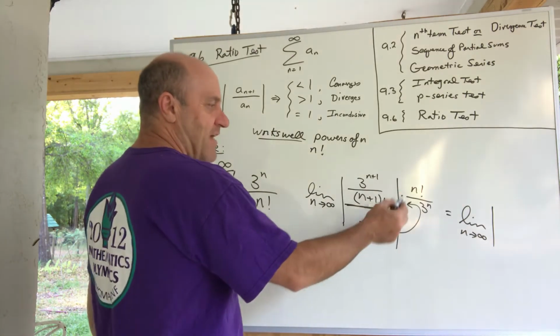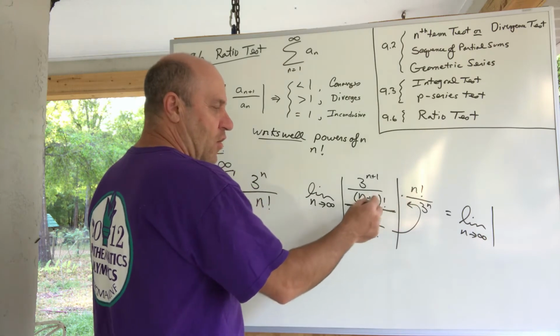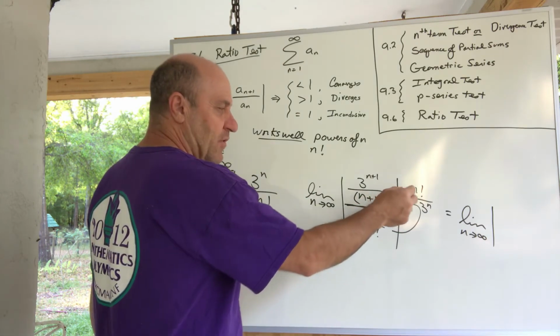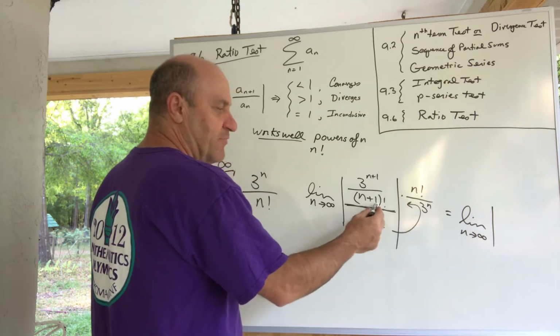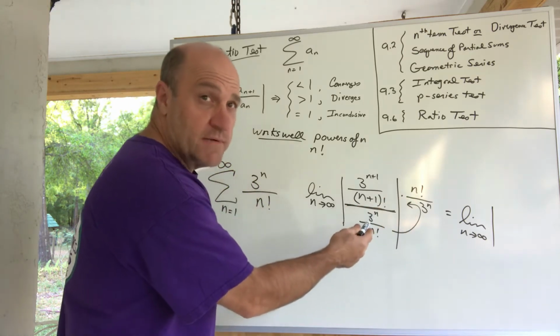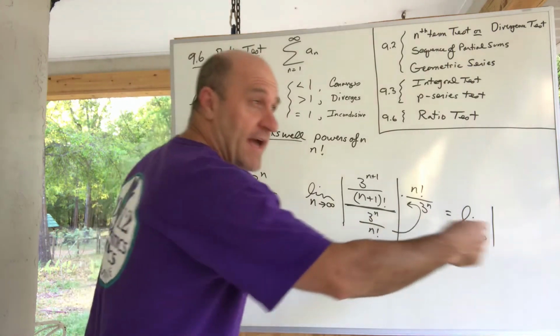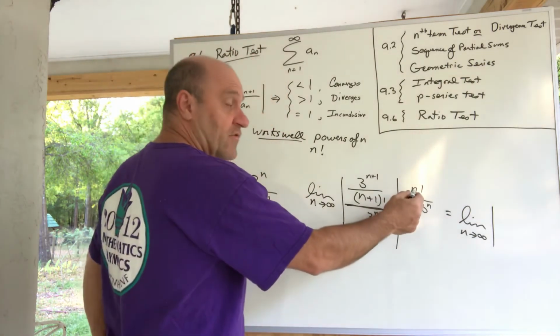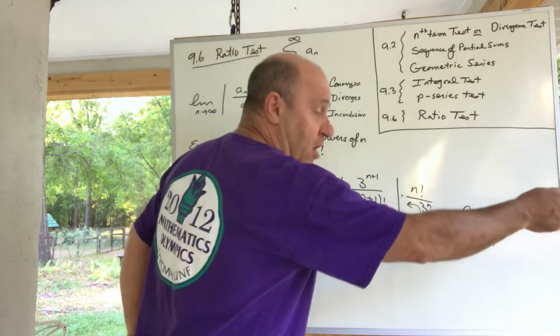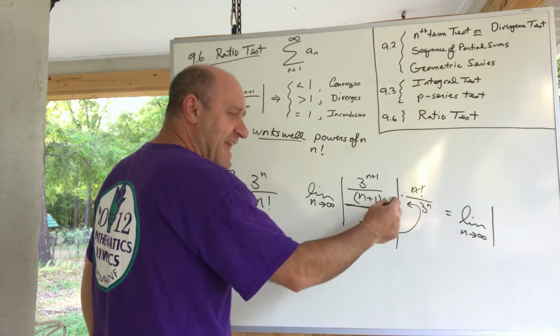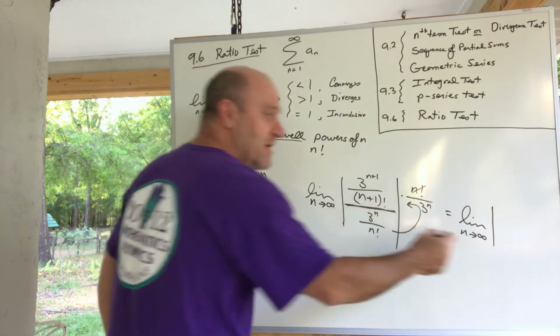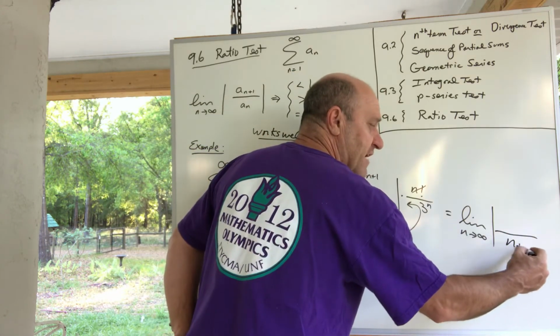Listen, I have n factorial over n plus 1 factorial. We did a little work. We practiced. That should cancel. You know, n plus 1 factorial is n plus 1 times n on down to 1. N factorial is n times blah, blah, all the way down to 1. So n factorial cancels with the n factorial here, leaving me with an n plus 1 in the denominator.